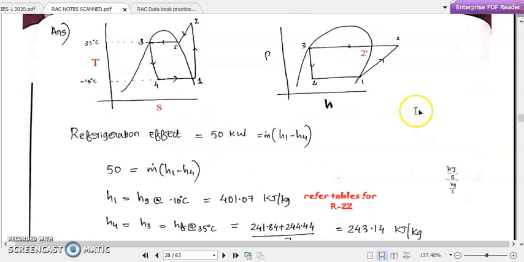So what is this H1? Enthalpy at 1. But what is the condition of the refrigerant at 1? It will be saturated vapor. So how can we write this value for H1? That will be the Hg value, where H stands for enthalpy and G stands for saturated vapor. So Hg value at minus 10 degrees Celsius. How did I choose this as minus 10 degrees Celsius?